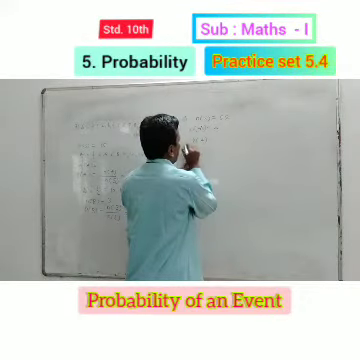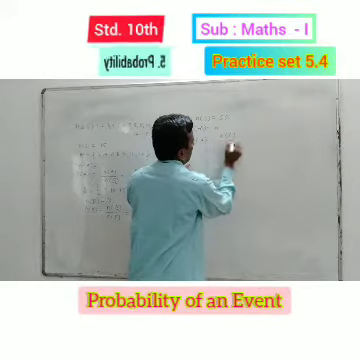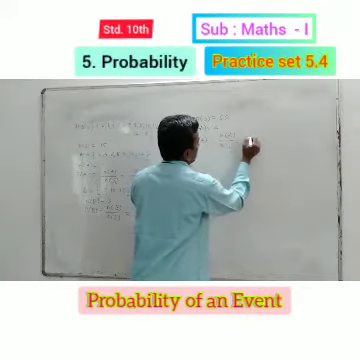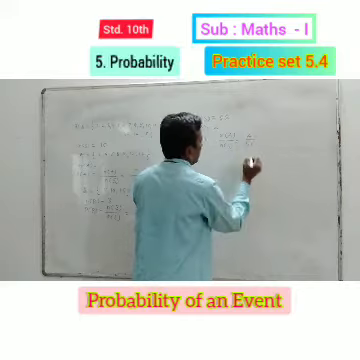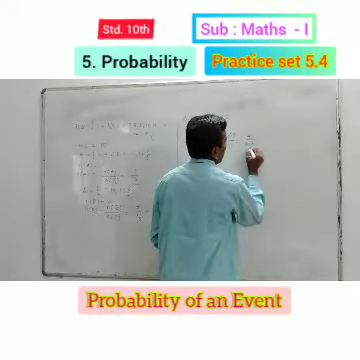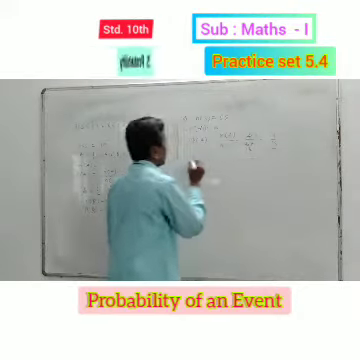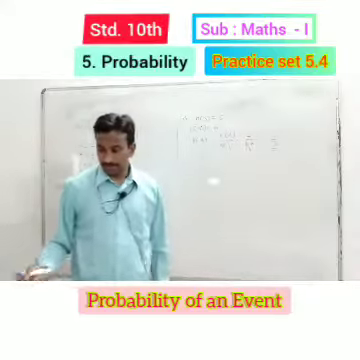Now, find the probability of A. Therefore, the probability of A is the number of A upon the number of S, that is 4 upon 52. Divide by 4. 4 ones are 4 and 4 thirteens are 52. It is 1 upon 13. Therefore, the probability of A is 1 upon 13.